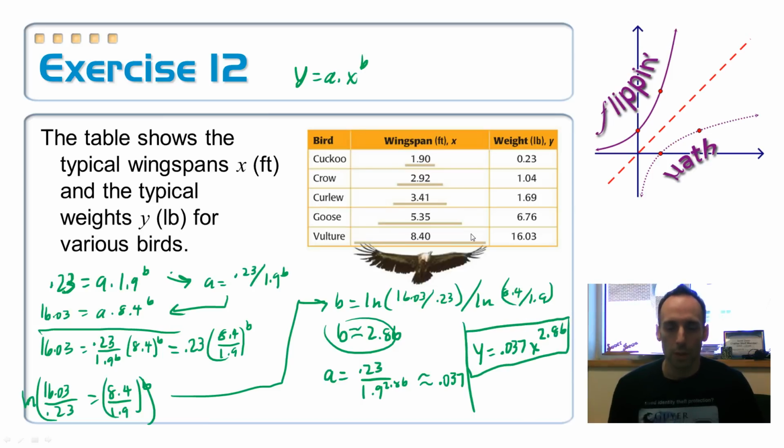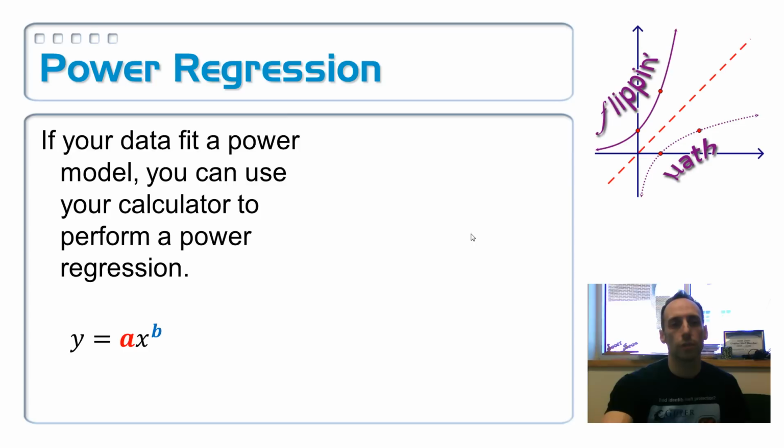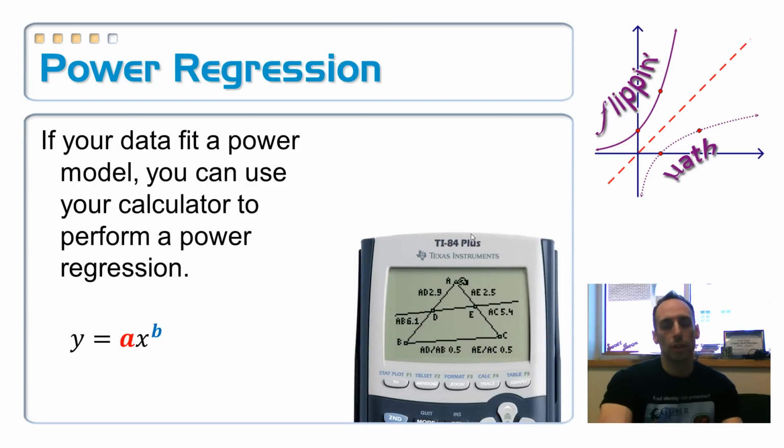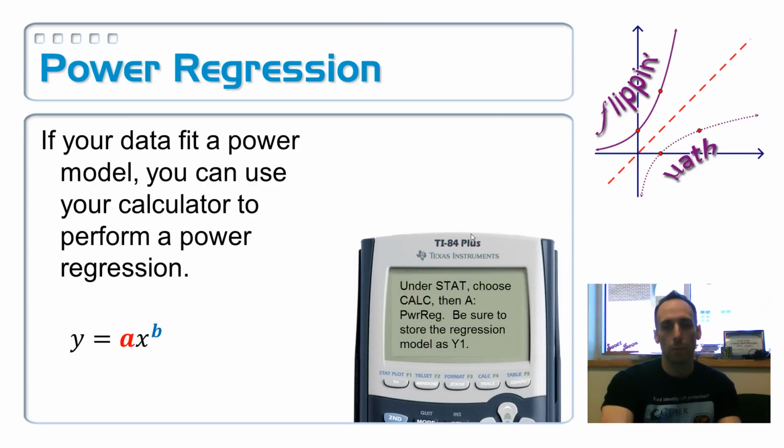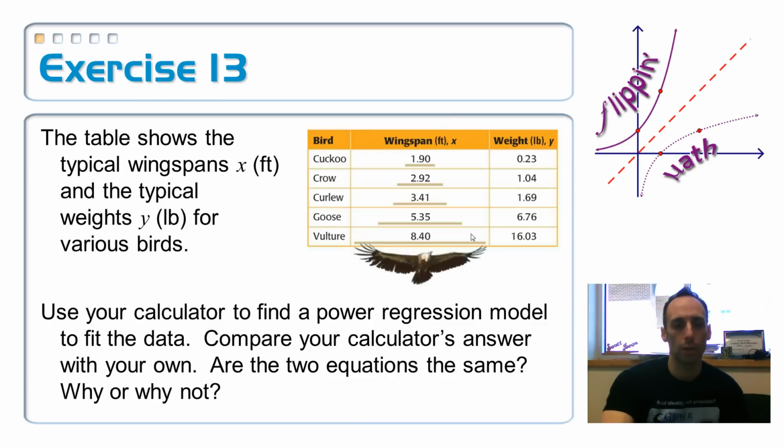Lovely. All right, why did we do all that work, really, guys? We could have just done a power regression on the calculator. And the steps are just like the exponential one, but this time we choose A, power regression. Why don't we try that? Let's see what our calculator gives us.